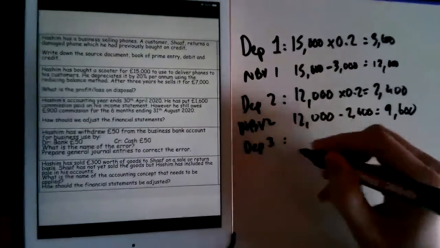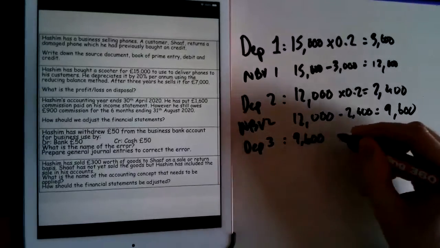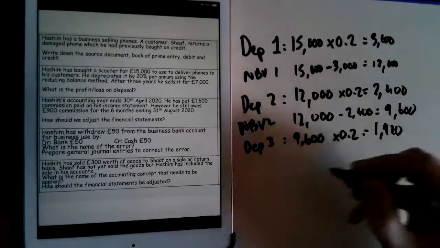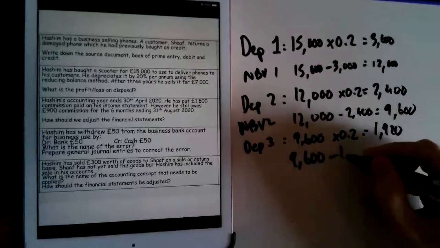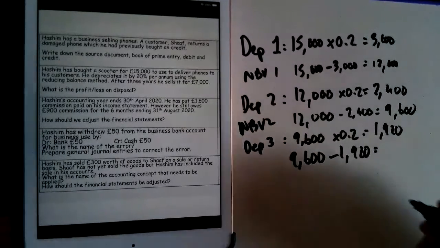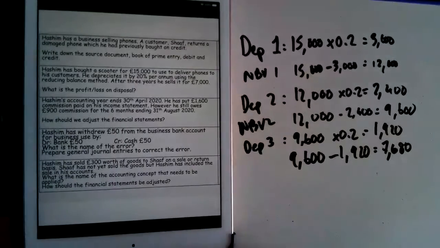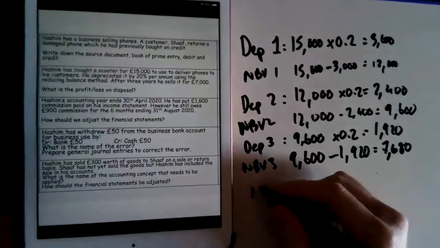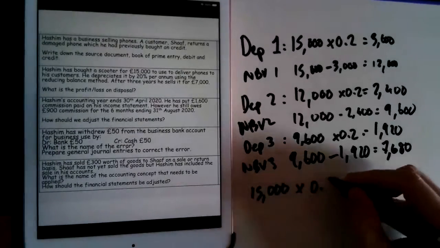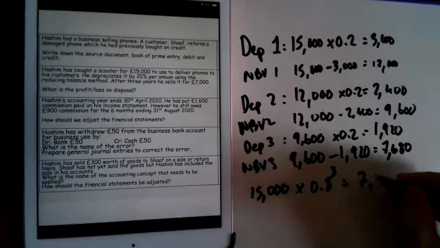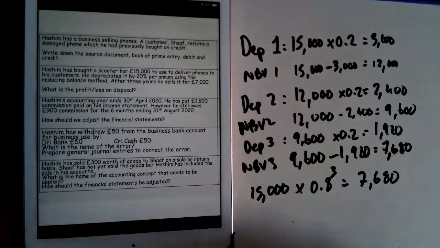And depreciation for the third year, you would do 9,600 times 0.2, which I'm going to need my calculator for that one. 1,920. You then take that away, 9,600 take away 1,920, which would give us 7,680. Or if you can remember from GCSE, the quicker way of getting net book values, like for compound interest, would just be 15,000 times, well, we're going to keep 80%, and we're going to do that for 3 years, and that will give us that straight away. So that's how much it's worth.